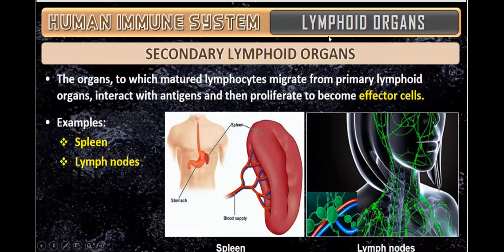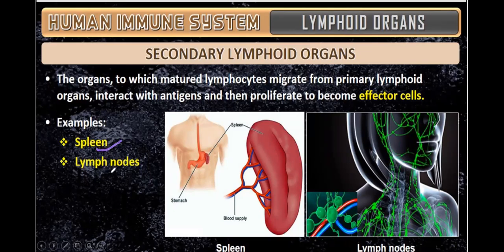Now, secondary lymphoid organ. The organ to which mature lymphocytes migrate from the primary lymphoid organ, interact with antigens and then proliferate to become effector cells. Examples: spleen and lymph nodes. Spleen and lymph nodes are examples of secondary lymphoid organs. So primary lymphoid organ examples are bone marrow and thymus. Secondary lymphoid organs, there are many more.